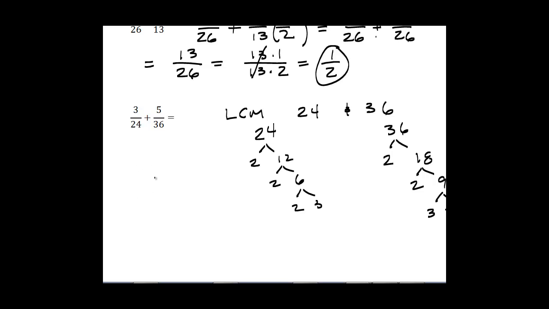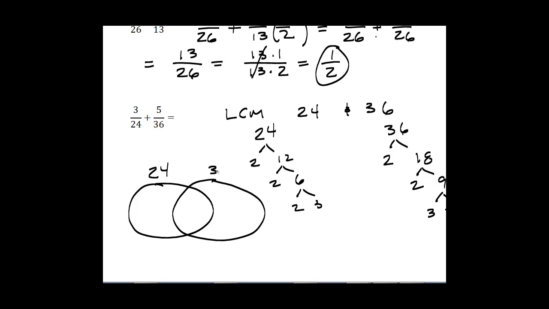And I can use a Venn diagram, so I have my two circles, this one representing 24 and this one representing 36. Now what's common to both of these? Both of them have two 2's, so that's 4, and a 3. Now let's see here, 2 2 2 3 and 2 2 3 3. So I've got two 2's, that's 4, and a 3 in the common area. I'm left with a 2 here, and a 3 here.